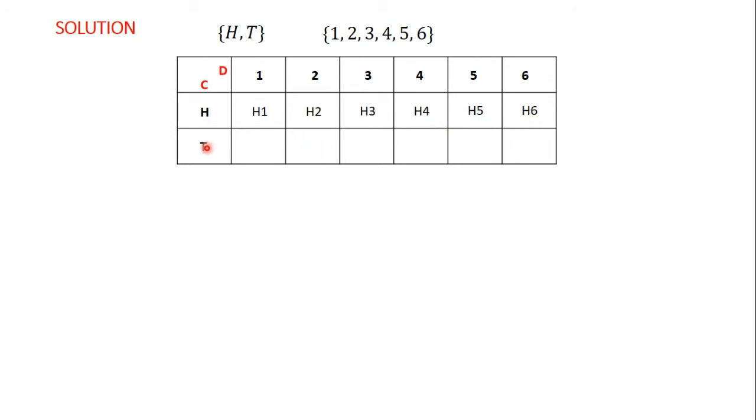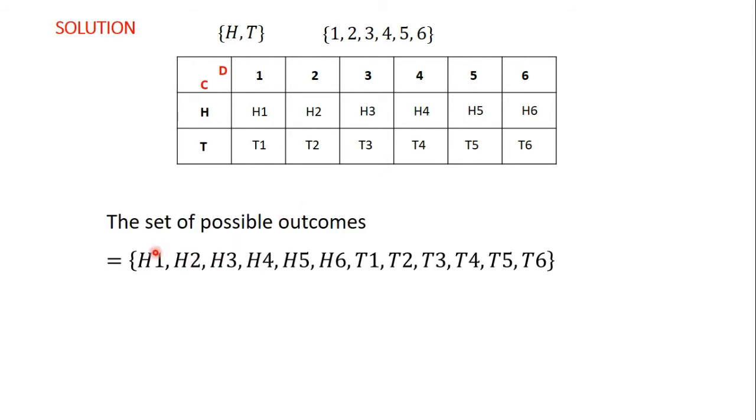When you come here, we have a tail here and 1. So you have T1, you have T2 here, T3, T4, T5, and T6. So these are the set of possible outcomes. The set of possible outcomes are H1, H2, H3, H4, H5, H6, T1, T2, T3, T4, T5, and T6. When you count them, you are going to have a total of 12. So our sample space is 12.